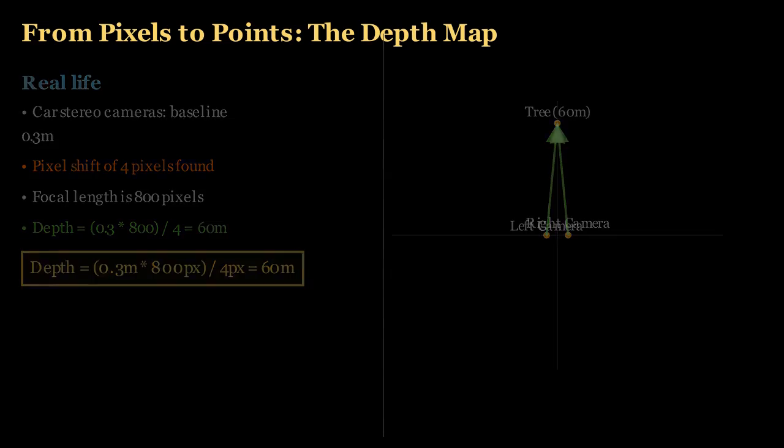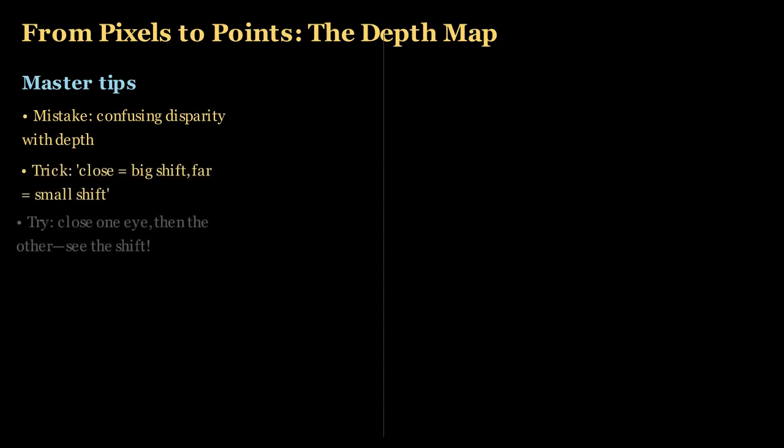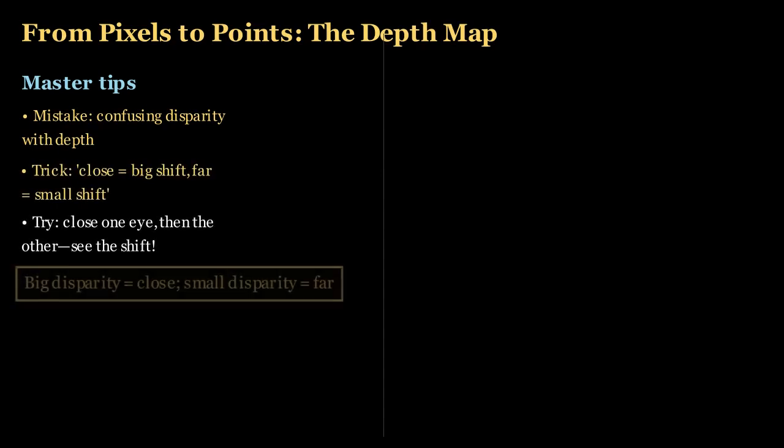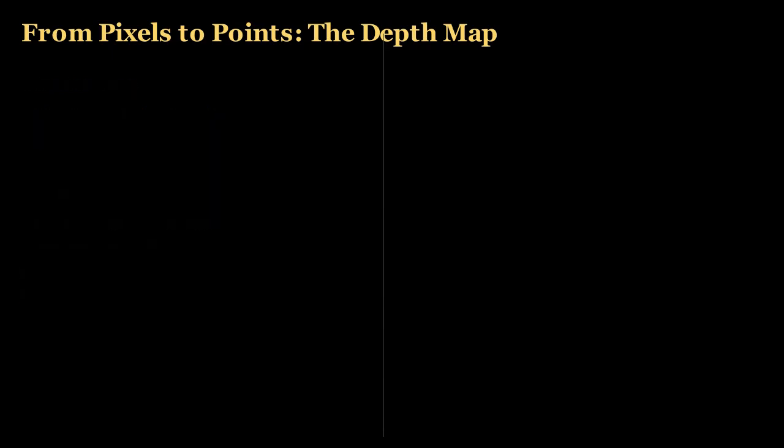The most common slip-up is thinking disparity is the same as depth. They're opposites. A large disparity means the object is very close. A tiny disparity means it's far away. To feel this, hold a finger close to your nose and alternate.